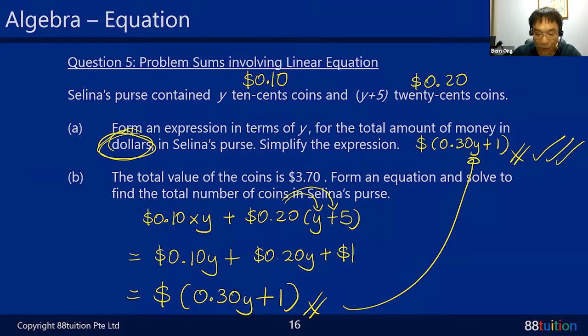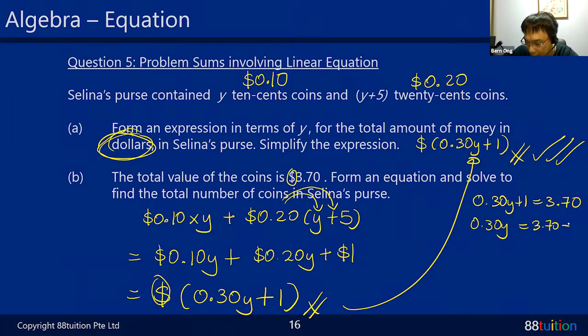So now here, you're supposed to solve the total value. The total value is $3.70. So dollar sign compared with dollar sign, very fair. You can say 0.30y plus 1 is equal to 3.70. Your y stays on the left, and the plus 1 you bring across becomes minus 1. So 3.7 minus 1 is $2.70. 0.30y is here, and you're looking for y. In between the 0.30 and y is a times, so times you bring across becomes a divide. 2.70 divided by 0.30, y is 9.